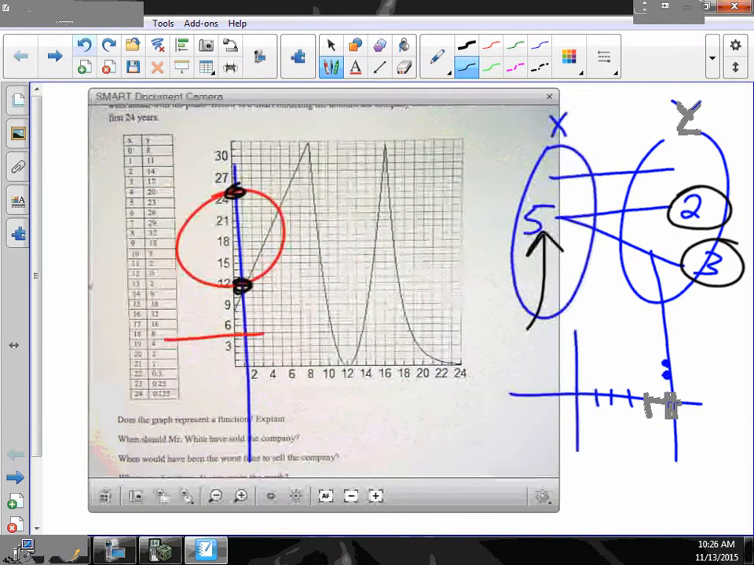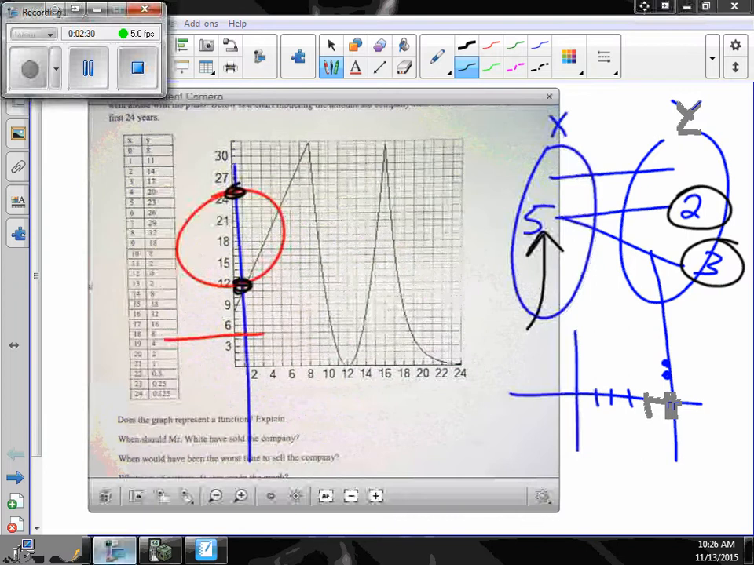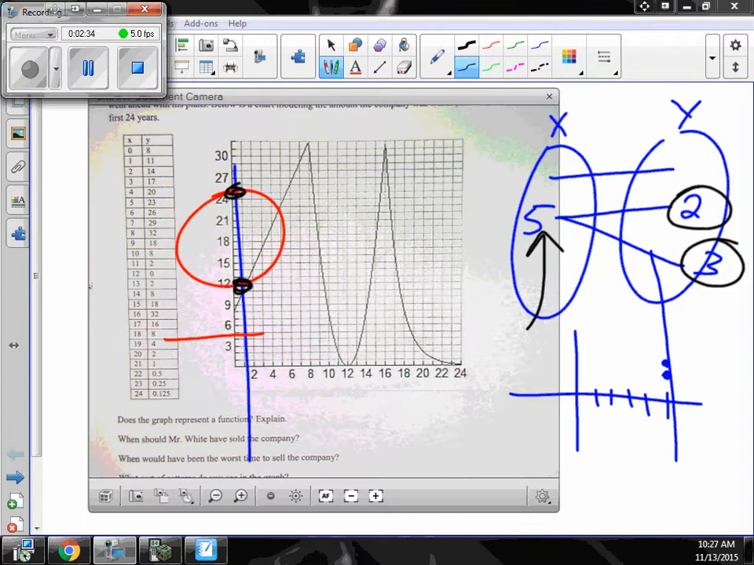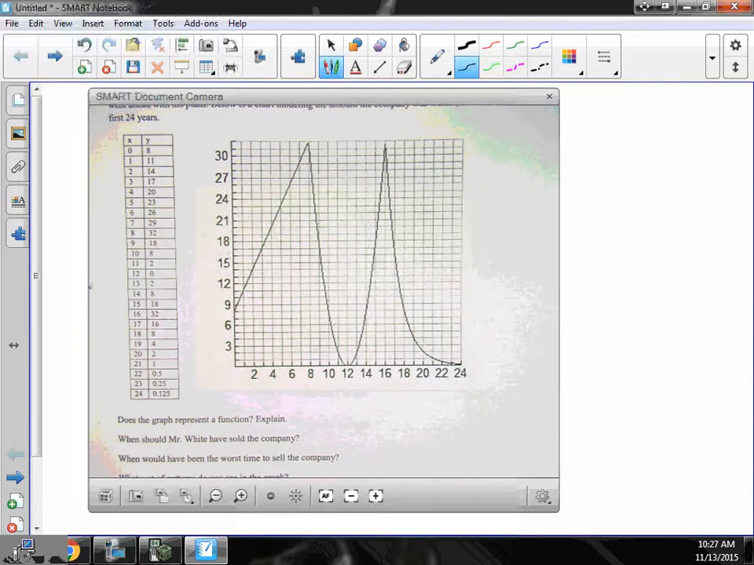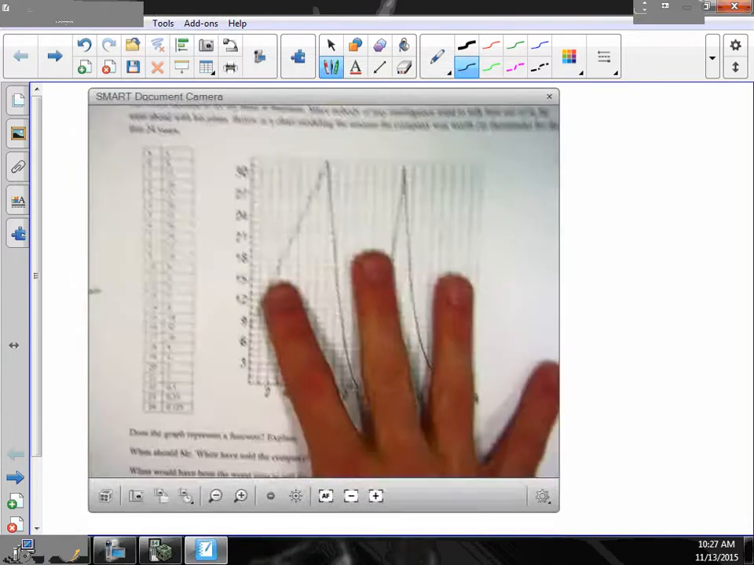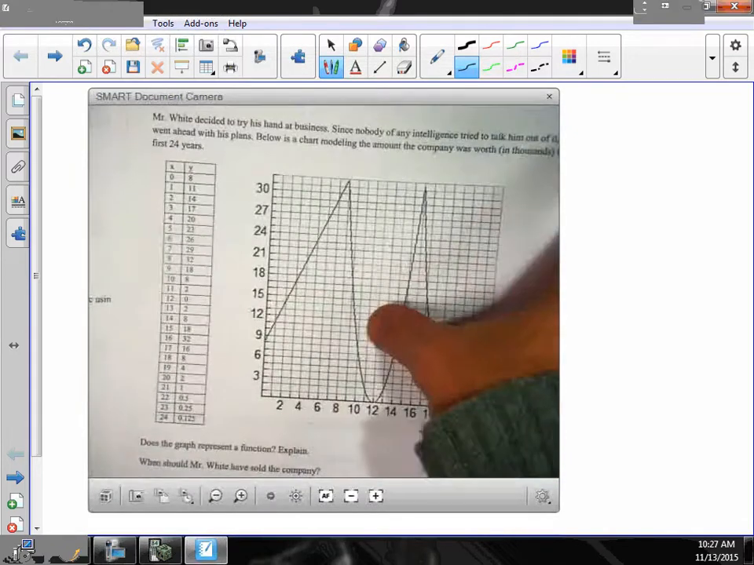So the first one, yes, it's a function. Why? Because it passes the vertical line. So that's the answer to the first question. Is it a function? Yes. How do we know? Because it passes the vertical line test. All right.